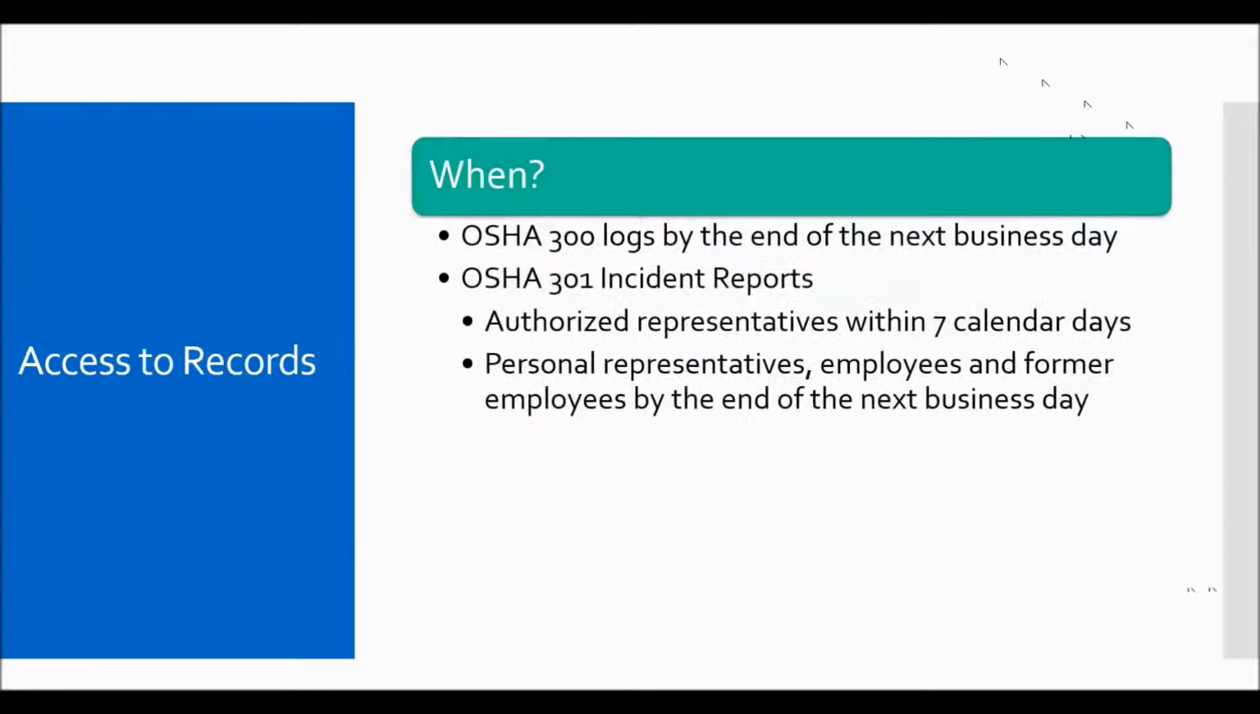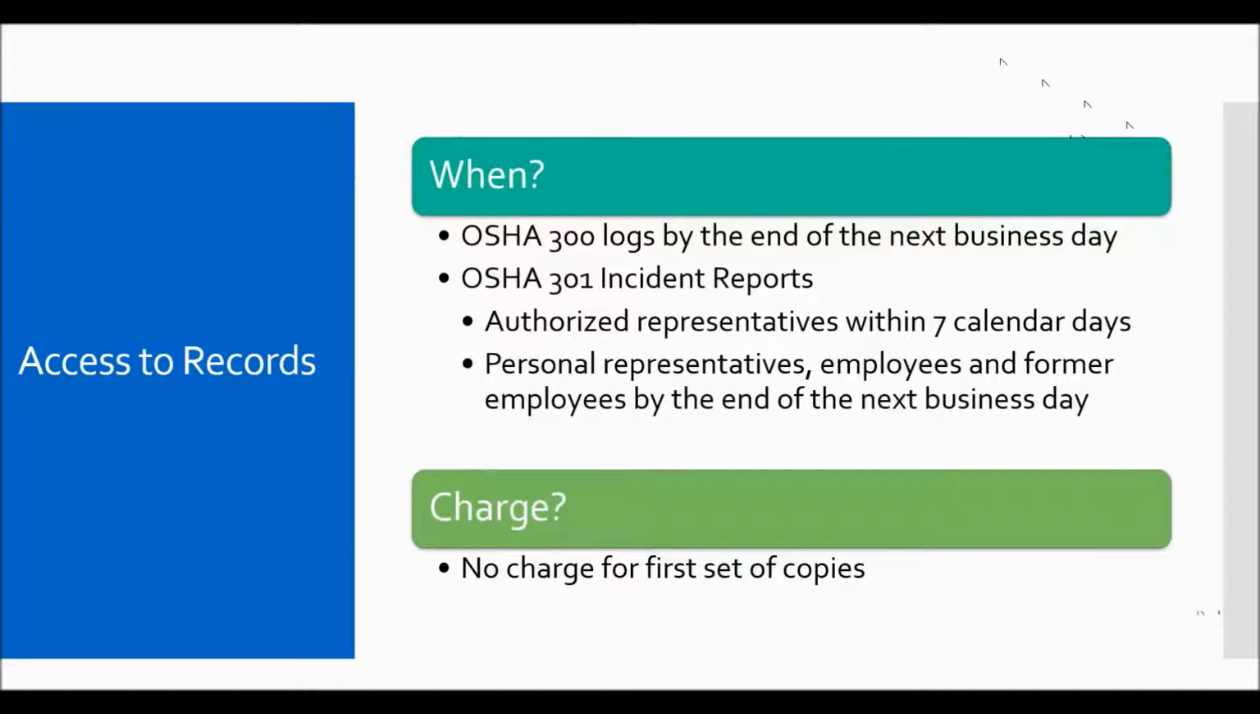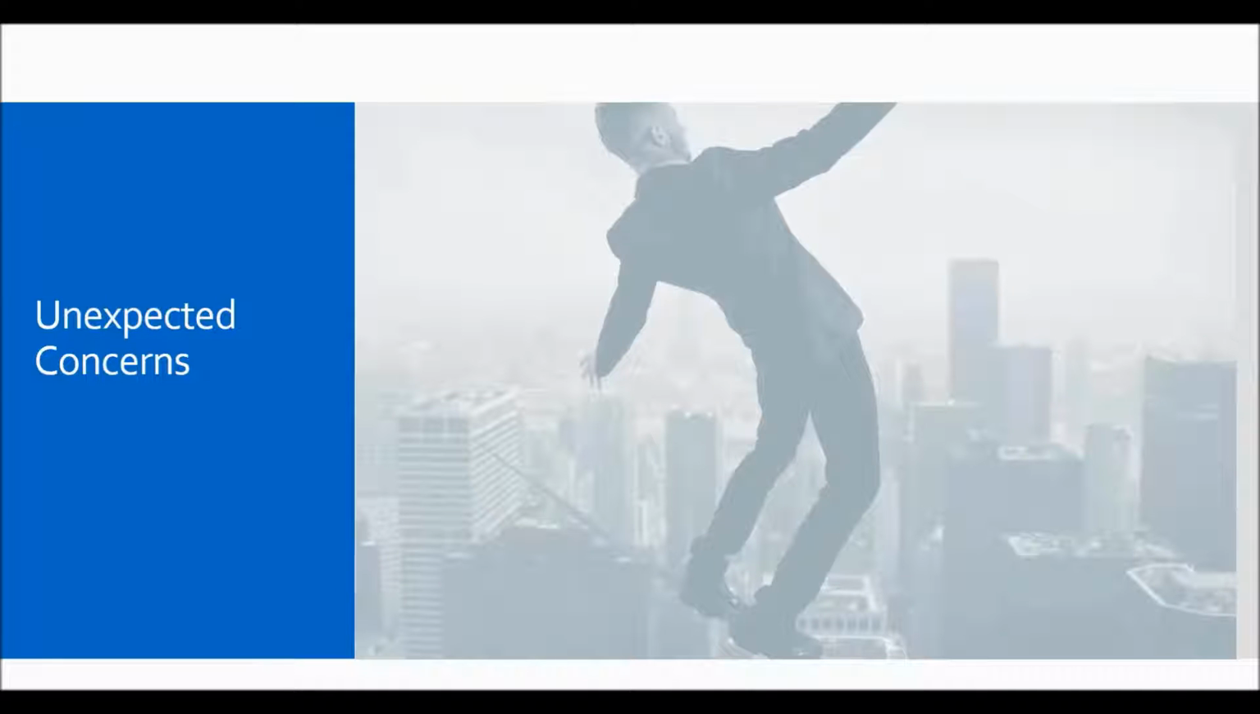When do you have to give it to them? It differs. All OSHA 300 logs must be presented to whoever asked for it under the guidelines I just mentioned by the end of the next business day. Interesting, OSHA 301 incident reports, an authorized representative pursuant to a labor management contract does not need to be provided this information until 7 calendar days. However, personal representatives must be provided this information by the end of the next business day. Can you charge for this? No, not the first time. Second time for the same information, you can charge a reasonable fee.